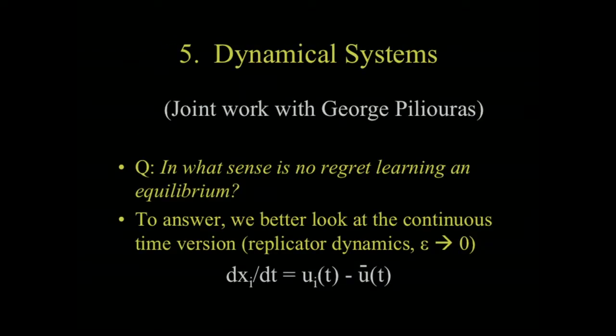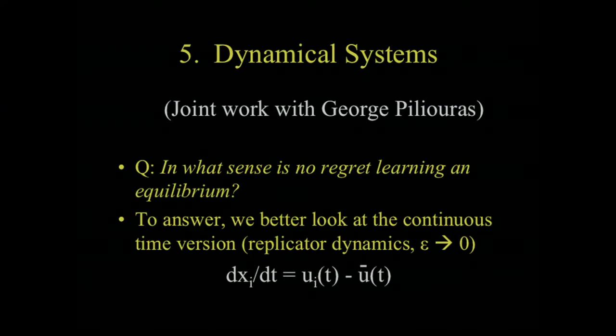I want to tell you something about dynamical systems. Of course, Drew will tell us a lot more, but I want to do something else. I want to take a solution concept take on dynamical systems. We heard the team yesterday treat no regret learning as a bona fide, totally respectable solution concept, equilibrium concept. So why is it, and what is wrong with that?